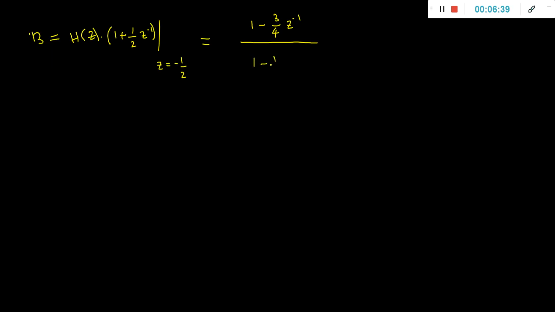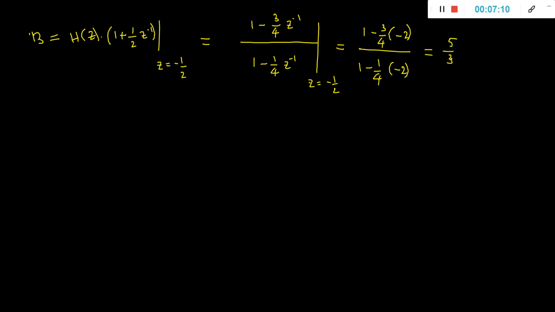So that is what I'm going to write here now. As usual, this must be evaluated at the value of z equal to minus 1 by 2. So if you look at it very carefully, I'm going to write it as 1 minus 3 by 4. If the value of z is minus half, z inverse is going to be minus 2, just the inverse of it. Then divided by 1 minus 1 by 4. So z inverse is going to be minus 2. So this actually evaluates to 5 by 3.